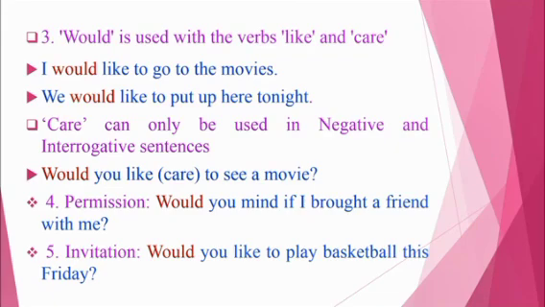Next, would is used to express permission. Example sentence: Would you mind if I brought a friend with me? Then, would is used to indicate invitation. Let's see one example sentence. Would you like to play basketball this Friday?